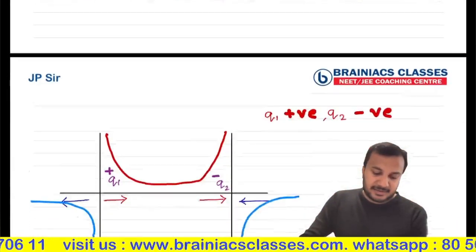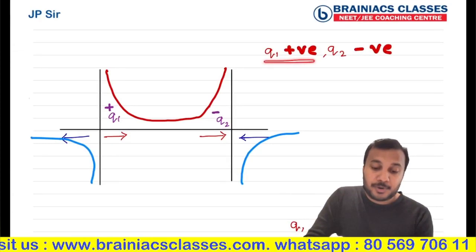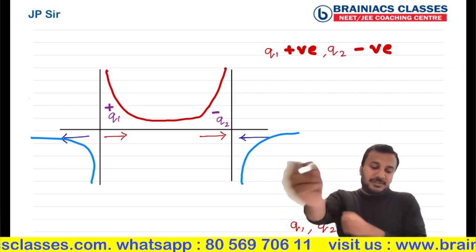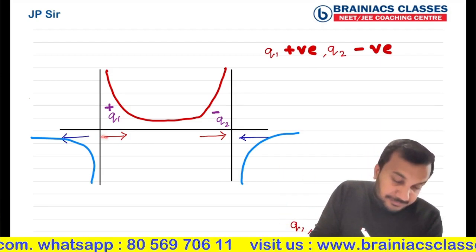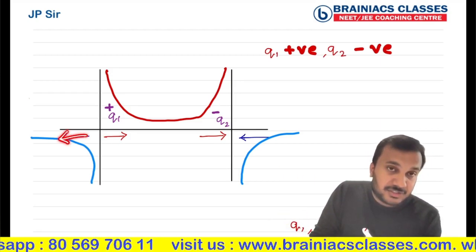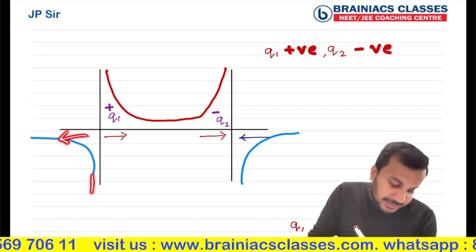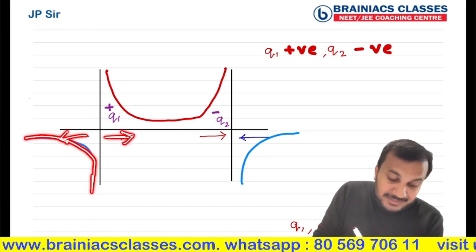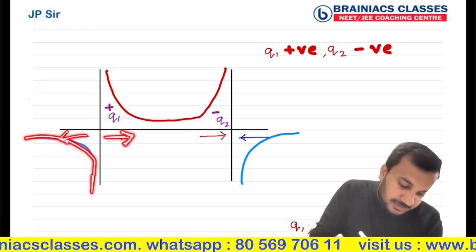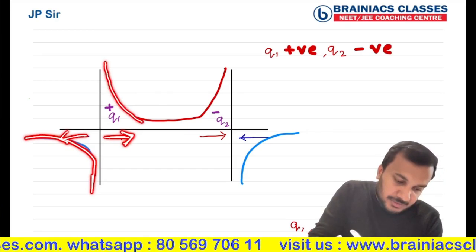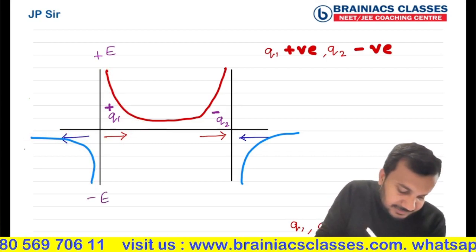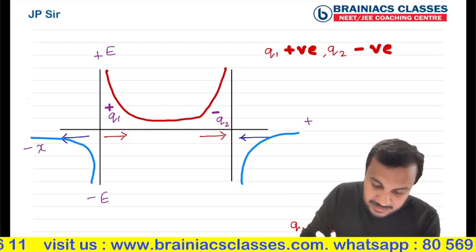Let's analyze the other diagram also. Q1 positive, Q2 negative. Q1 is positive, so on the left we are starting. Electric field lines are going left side, so electric field is negative. So the graph is like this. On the right side, electric field is going right side, positive x direction, so electric field starts from positive y. This is plus E, this is minus E, this is minus x, and this is plus x.